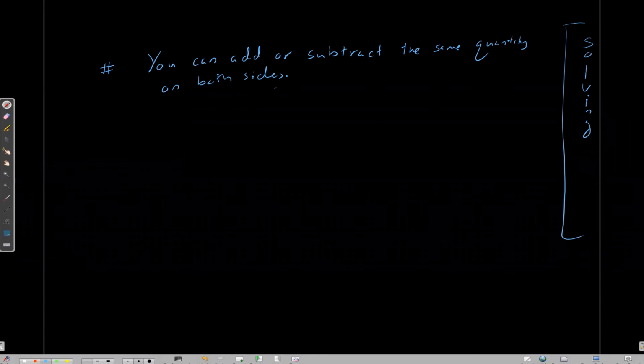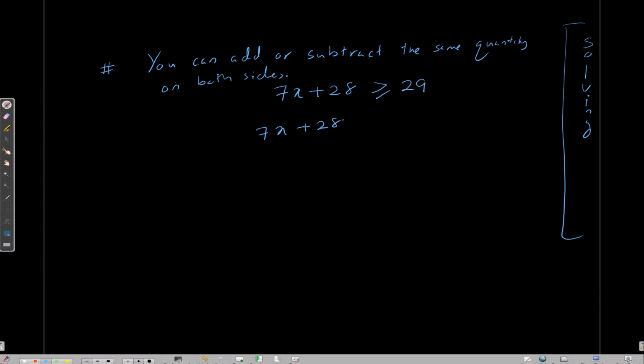Let's say 7x plus 28 greater than 29. So I would like to isolate the term involving x, that means 7x, so I need to get rid of 28. What I can do is subtract 28 from both sides. Yes, you can add or subtract, and the inequality does not change, it remains the same. So here, 7x. Now I'll stop there without solving it, because next one we can actually solve it.